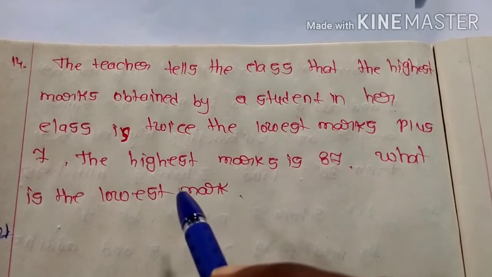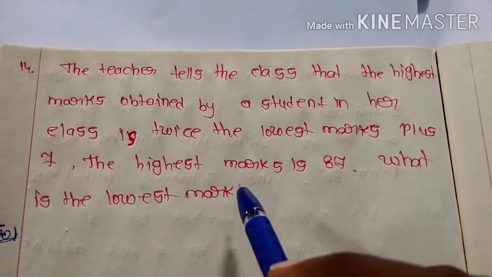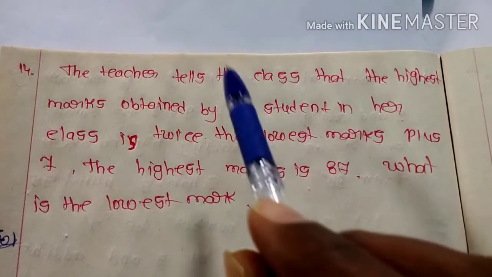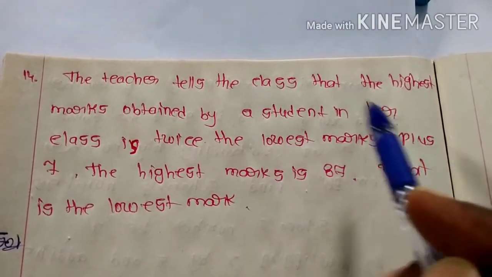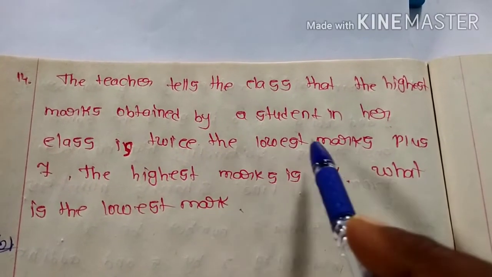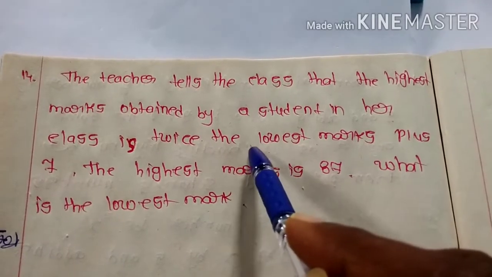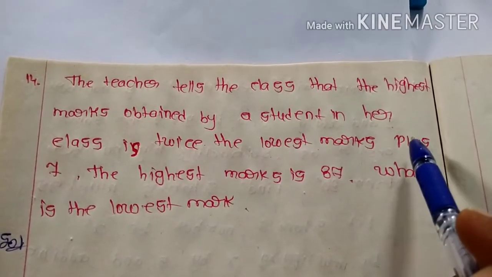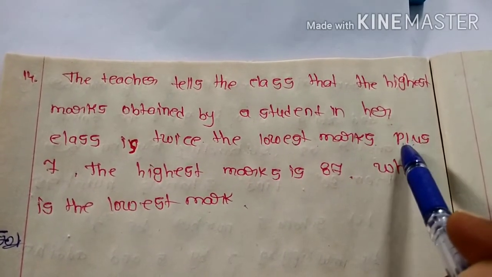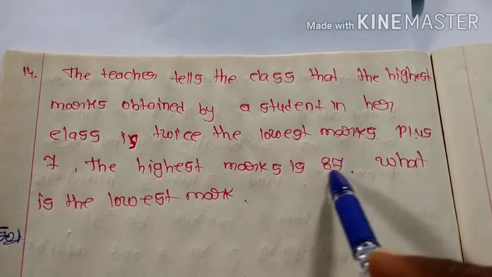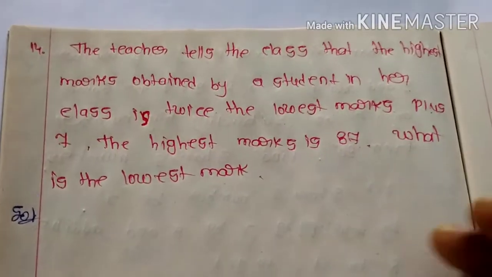So that you can consider the lowest marks as x only. Lowest marks as x. See, the teacher tells the class that the highest marks obtained by a student in our class is twice the lowest marks. If the lowest mark is x, twice means 2 times, 2x, plus, that means here plus 7. That means 2x plus 7 is equal to 87. You can solve this simple equation. You will get answer. Very, very easy problem.